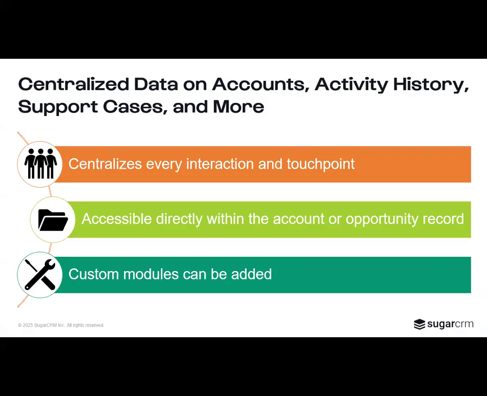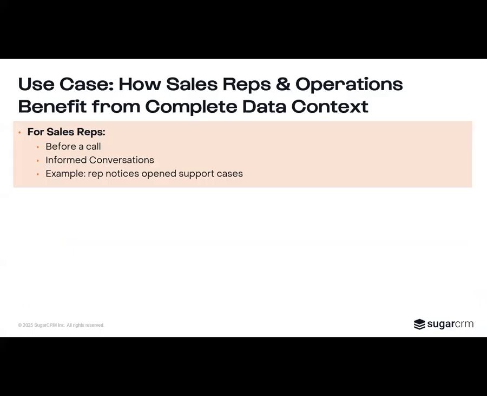Okay, all right. So let's talk about some use cases. How do sales reps and operations benefit from this complete data connection? Good question. Let's start with sales reps specifically. Before a call, a sales rep can view recent case activity and check for open orders. They can see who else from the company has been in contact with the main contact for this account or opportunity. This leads to a more informed conversation, right? We're going to talk about this in a little bit too: how to better cross-sell, see what their needs are, or find upsell opportunities.